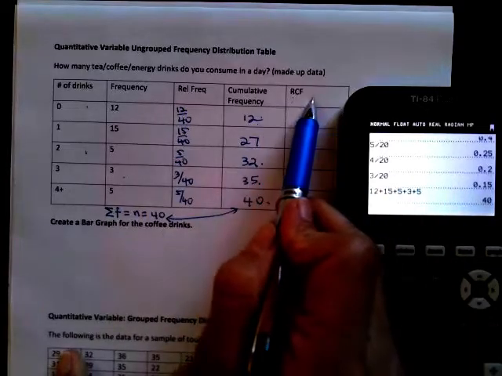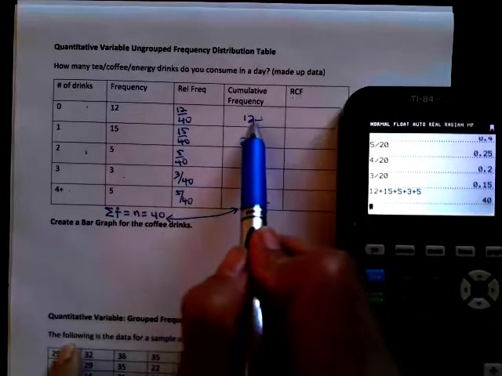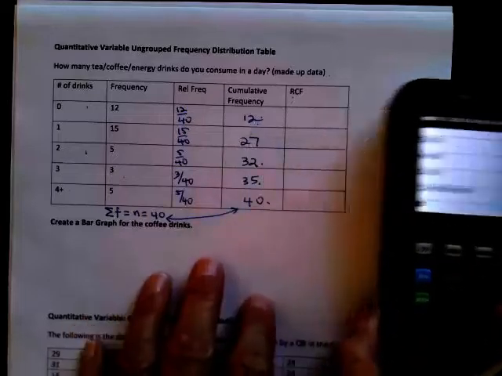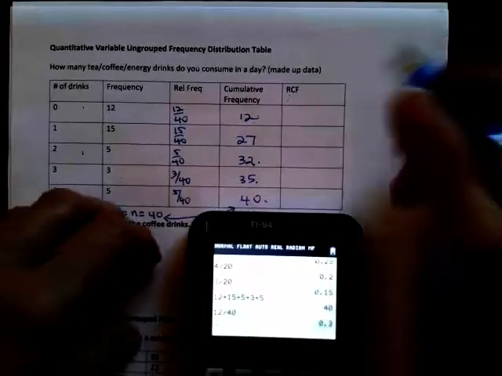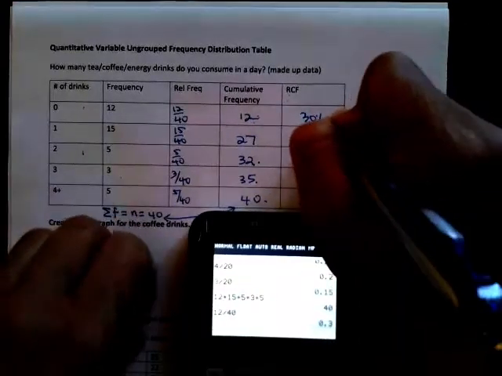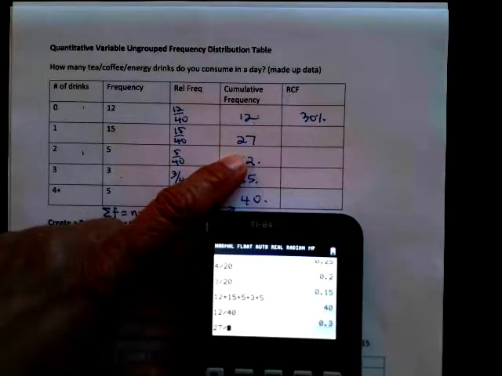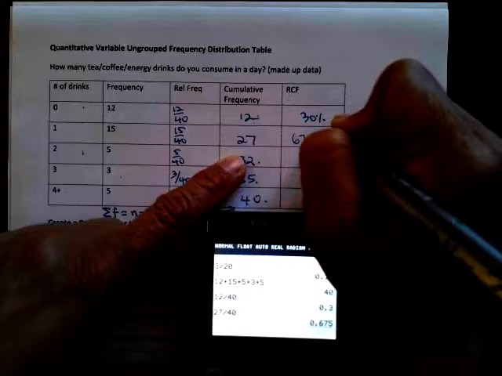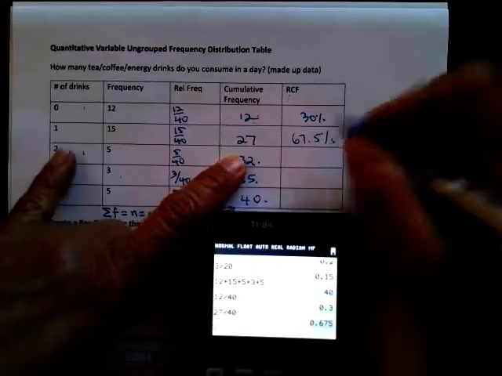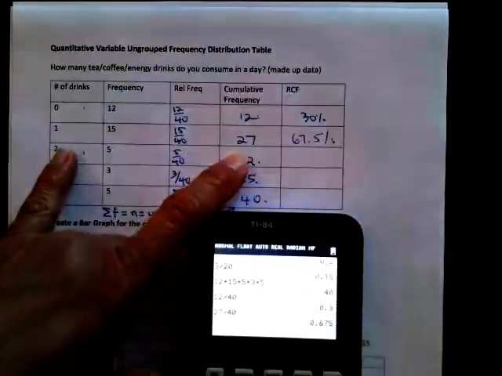And then relative cumulative frequency, exactly. We'll just take this column and divide it by 40. So I'll write these as percents, so 12 divided by 40, so we have 30%. 27 divided by 40, 67.5%. So 67.5% of us drink 1 or fewer drinks.